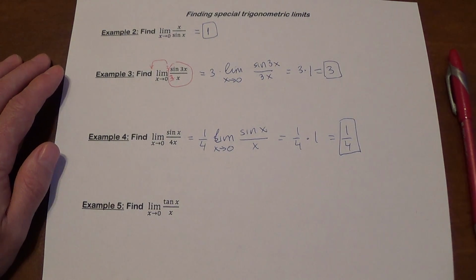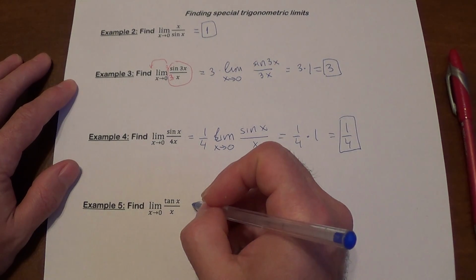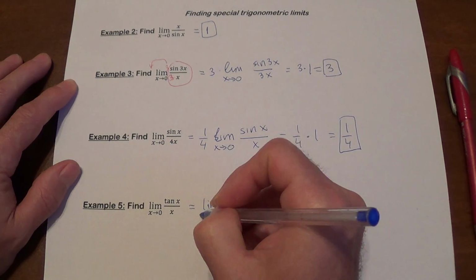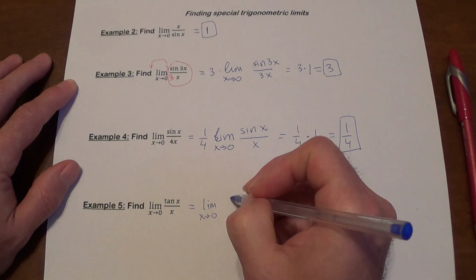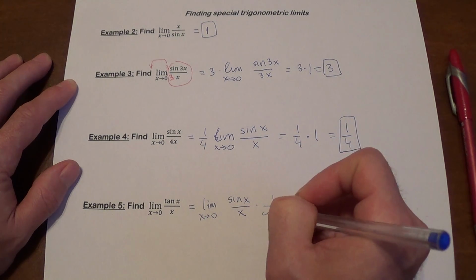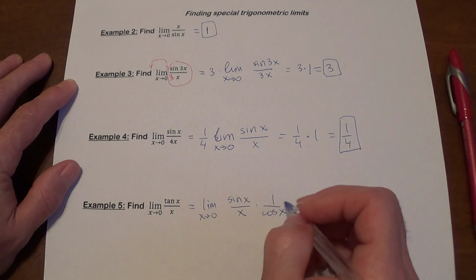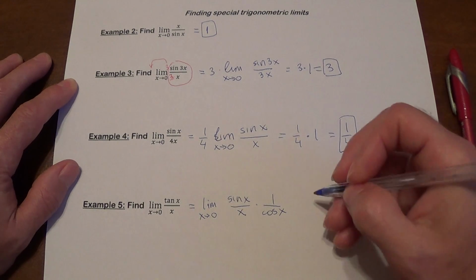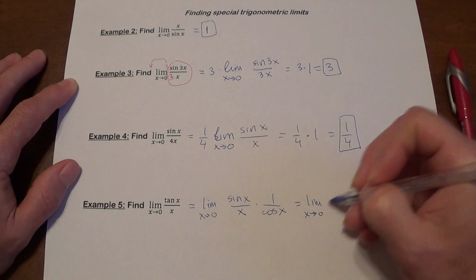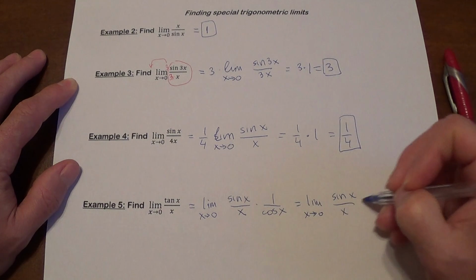And lastly, we have tangent x over x. This one requires some prep work. We're going to remember that tangent is sine over cosine. So first we're going to rewrite that as sine x over x times 1 over cosine x. Sine over cosine is tangent, and we still have our x. The reason we do it this way is because now we can consider that as two separate limits. One of the properties of limits allows you to take a product and separate it into a product of two limits.